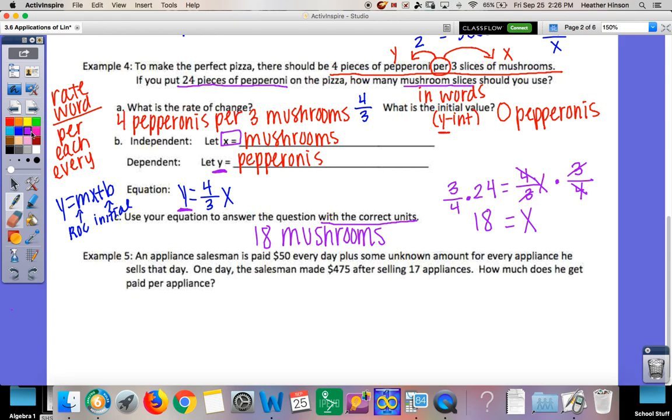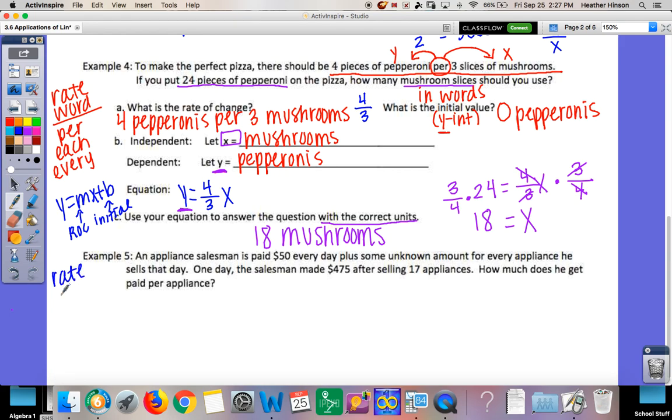Perfect. Okay, example 5. An appliance salesman is paid $50 every day plus some unknown amount for every appliance he sells that day. One day the salesman made $475 after selling 17 appliances. How much does he get paid per appliance? So for this one, we didn't have all the questions because this one's a little special.